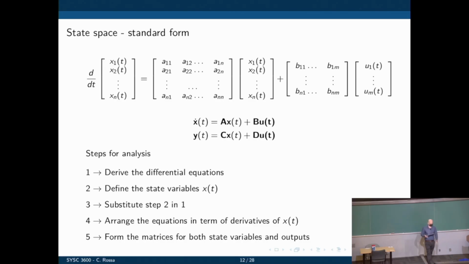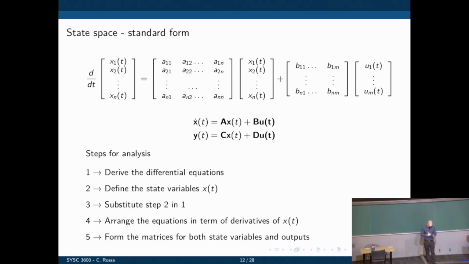that we define. So here are the steps for analysis. You can use this every time. Derive the differential equations of the system, define the state variables. Remember, look for elements that can store energy, and define the state variables that way. Then rewrite the equations using the identified state variables.